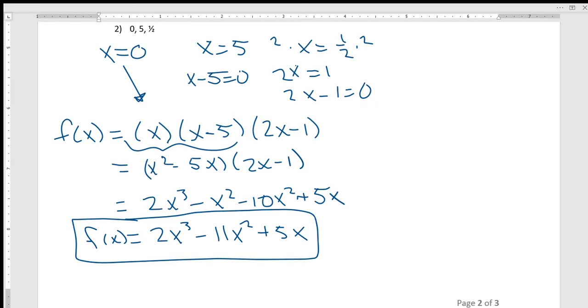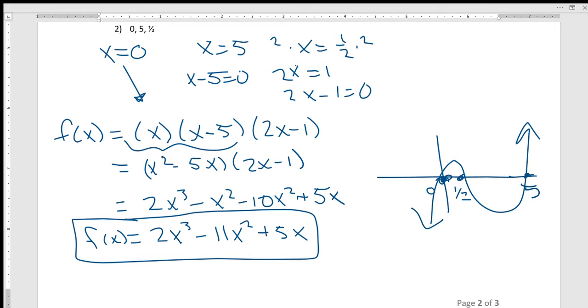Once again, if you want to check it, go out to Desmos, type in that function, and you should see a graph that has an intercept at 0, an intercept at 1/2, so (1/2, 0), and then an intercept way out here at 5, and the curve once again is going to do something to that effect. All right, next one.